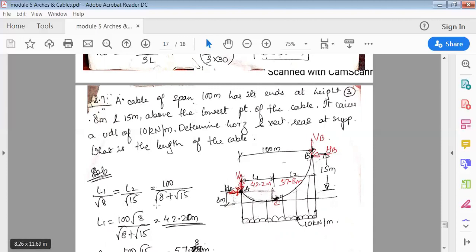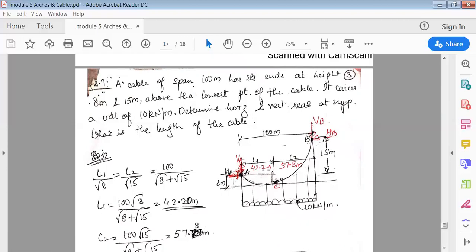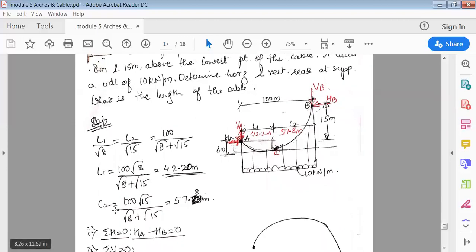So now L1 is equal to, take this, okay, 100 divided by, see it's like L1 by root 8, so root 8 will go this side. So 100 divided by root 8, then root 8 plus root 15. Solve this, you'll get L1. So L1 is 42.2. Similarly, find L2. When you add both of this, you can either do this or, once you get 42.2, 100 minus 42.2 will get this. 100 minus 42.2 is 57.8.